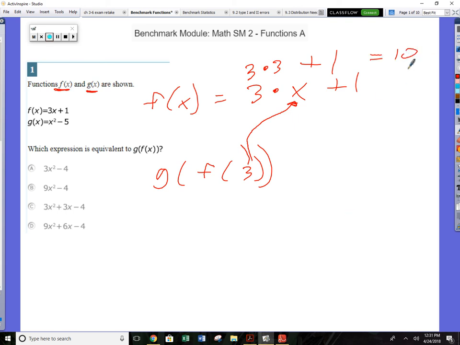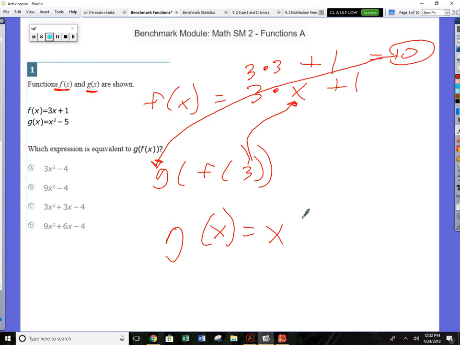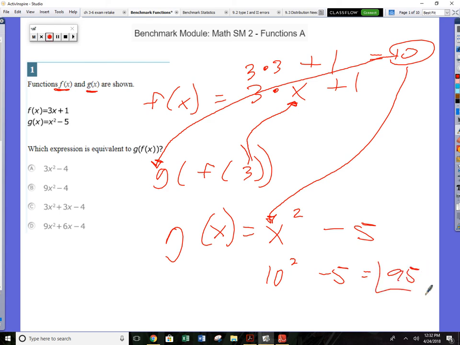Now, you are going to take that answer. You're going to take 10 and plug it into g's function. And g says whatever you plug in place of x, the first thing you do is square it, and then you subtract 5. So I'm going to take 10 and substitute it in place of x. So it's going to be 10 squared subtract 5. And 10 squared is 100. And 100 minus 5, so I'm going to end up at 95.